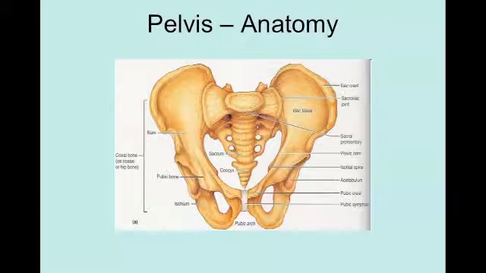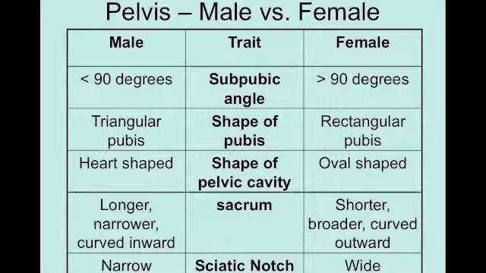The other way that we can determine whether it's a male or female skeleton is with the pelvis. So if we don't have a skull, or to confirm what we found with the skull, we can look at a pelvis. And there are some different angles, and I'll show you a picture in a moment. All of the angles on the pelvis tend to be wider on a female than a male.